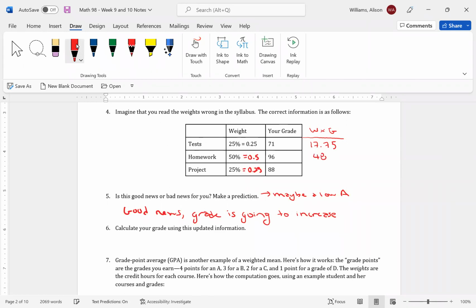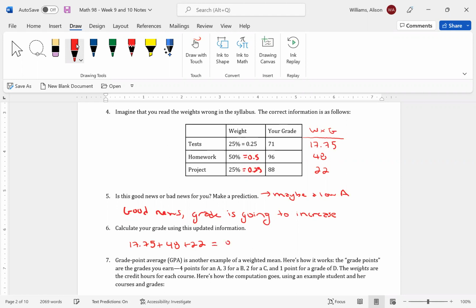And then that last category, 0.25 times 88, we actually already calculated that. That didn't change. That's just 22 still, same as it was for the first table. Okay, I'm going to add those all together. Here, I'm going to write that down here just because of space. If you have space to write it underneath, you are welcome to. So 22, 48, and 17.75 in my calculator.